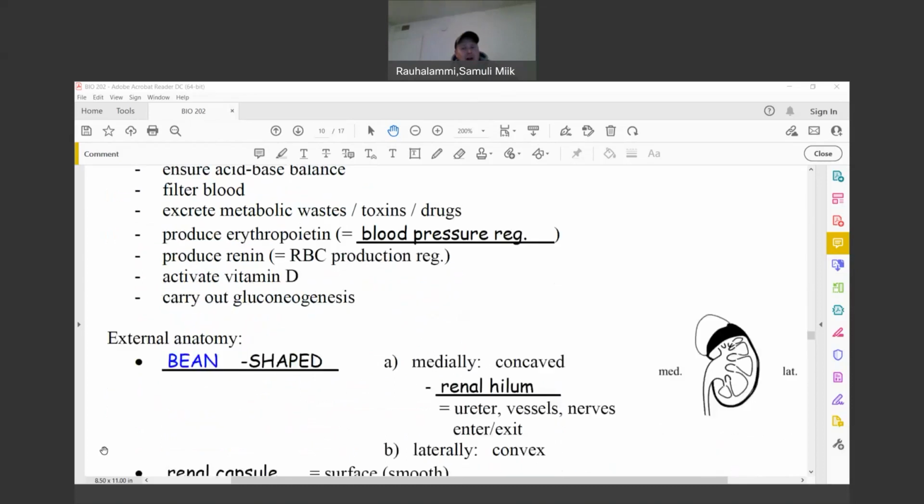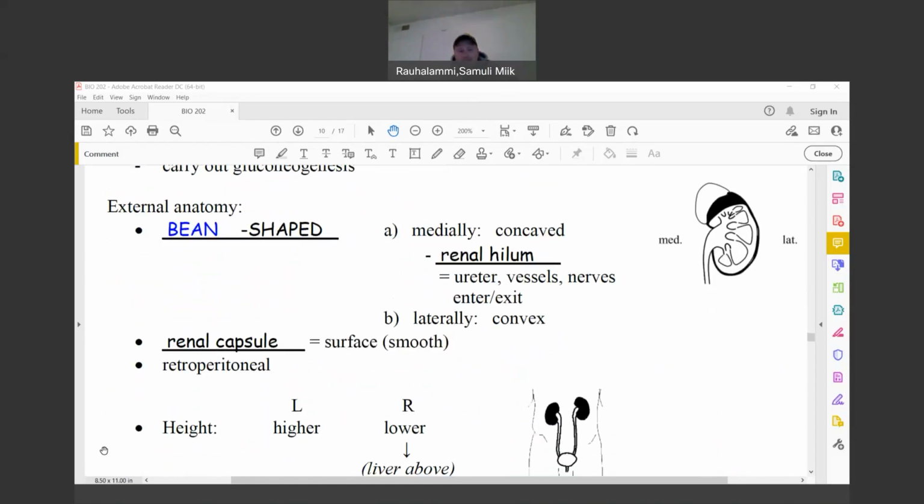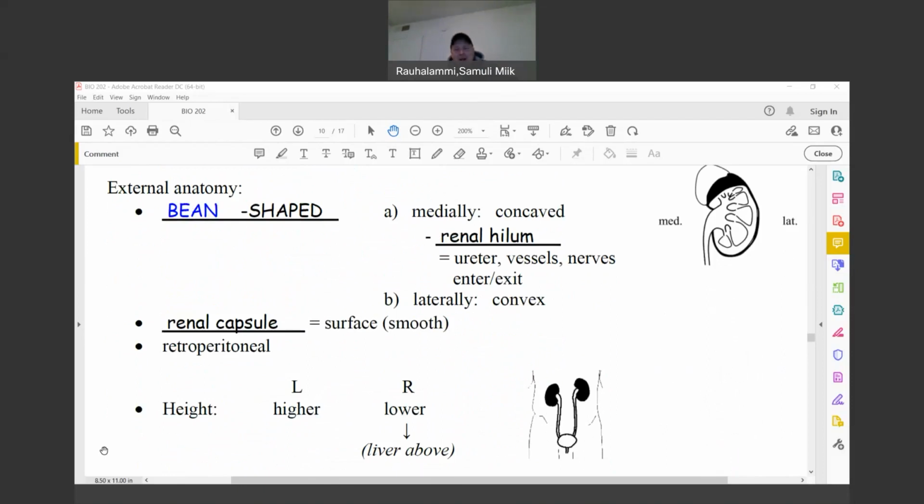But what I really wanted to start with was to review a little bit the external anatomy of the kidneys: what's important, what do we know about kidneys, what do they look like, and then have a look at some of the internal structures as well. So we're going to have two kidneys, most of us, one on the left, one on the right side. They're roughly bean shaped, but obviously larger in size. And an interesting thing with the kidneys is that if you look at them in the body, they're almost like a mirror image of each other.